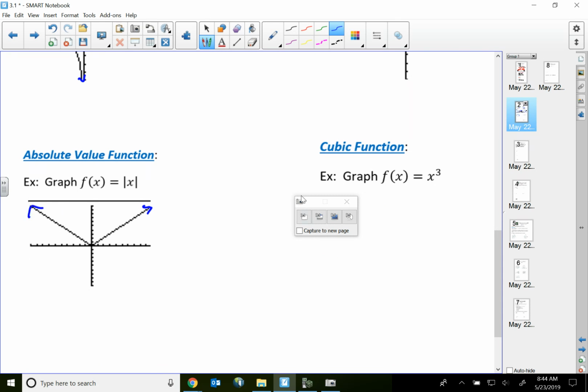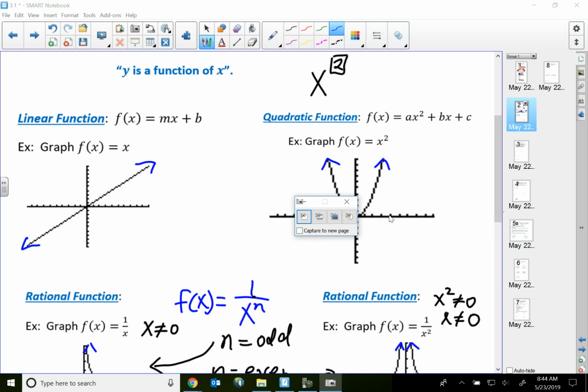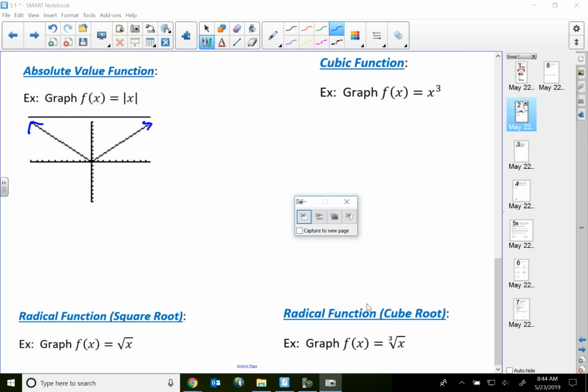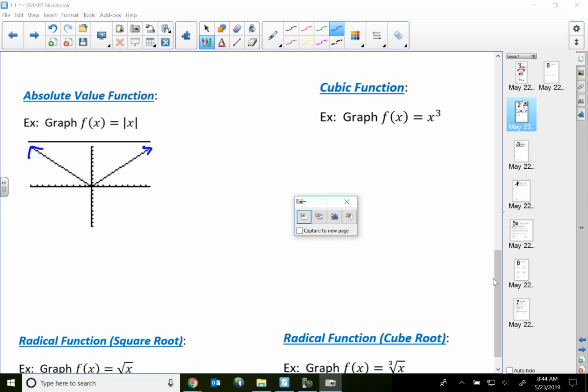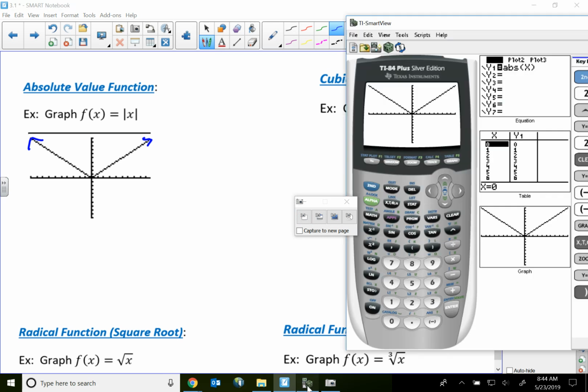All right. Cubic functions. A cubic function is actually considered a polynomial function. So is the parabola, quadratic. They all classify as polynomial functions, which we'll talk about in a whole different part of this course. So I'm just going to graph the picture, let you take a look at it. That will be x to the 3rd power. It looks like this.